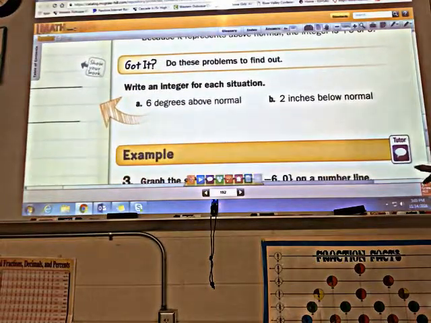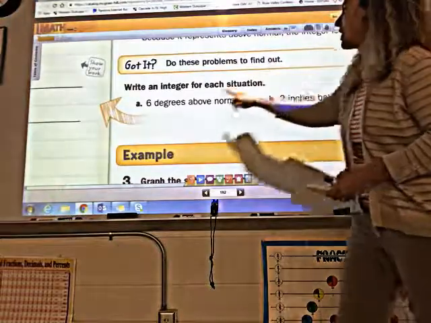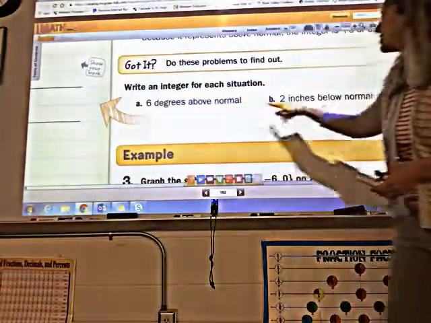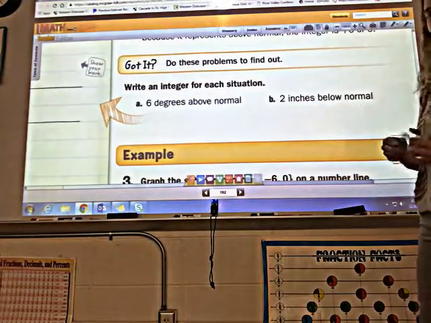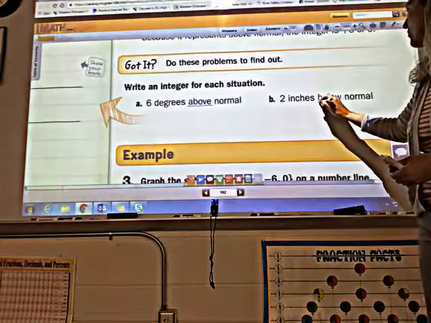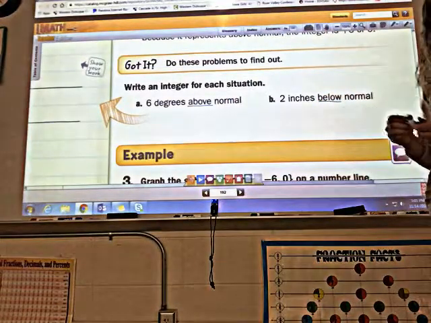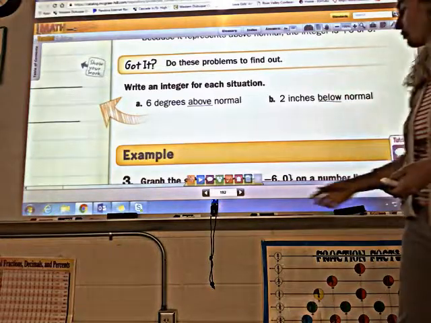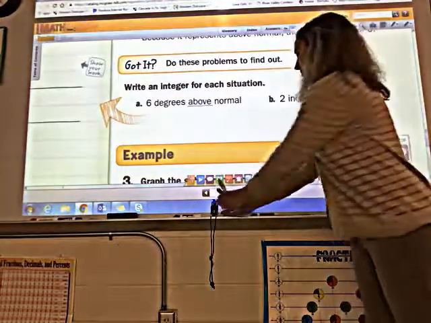Now, take a minute and look at these got it problems. Write an integer for each situation. They are giving you 2 situations. Okay, please be considerate of keywords such as above and below. So take a minute, write down the integer that you feel best represents those situations.